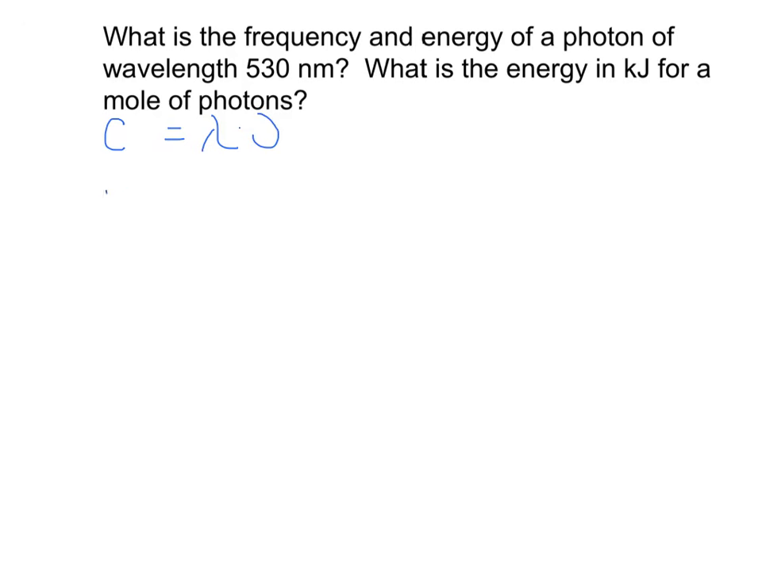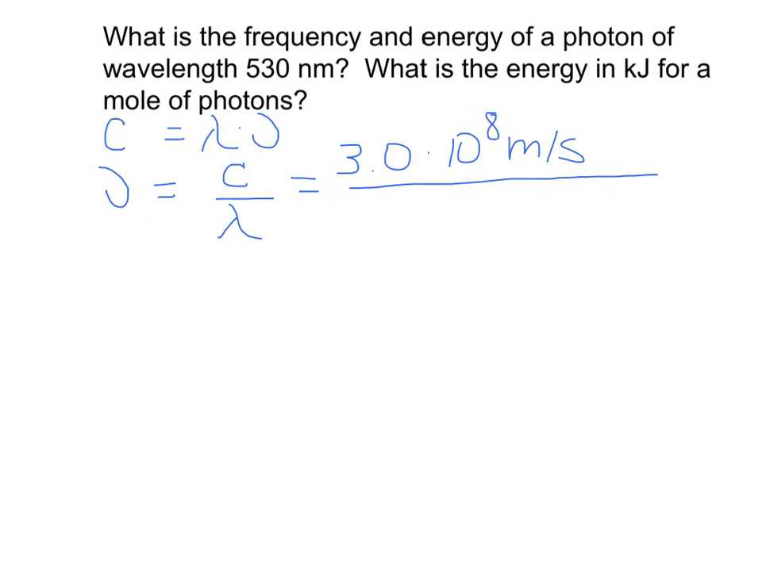So if we rearrange this formula, nu, which is equal to the frequency, is equal to the speed of light divided by the wavelength. The speed of light is a constant. That's going to be 3 times 10 to the 8th meters per second in a vacuum. The wavelength is 530 nanometers.